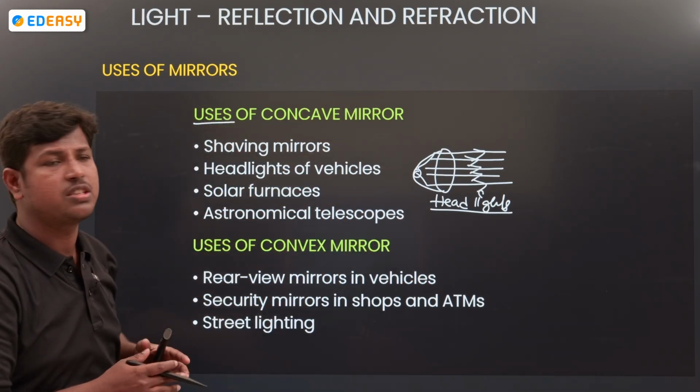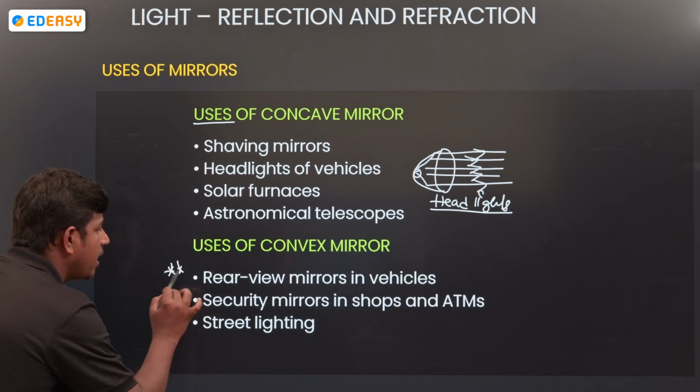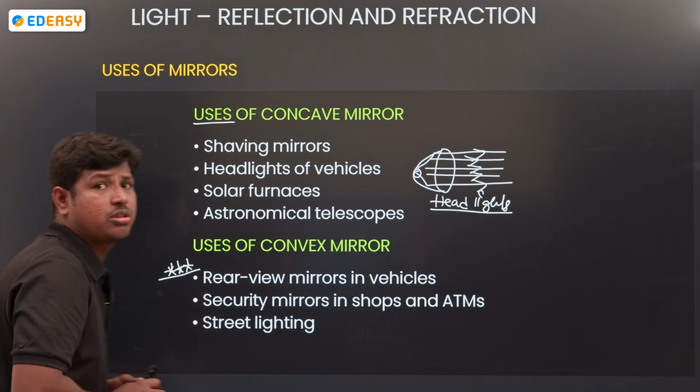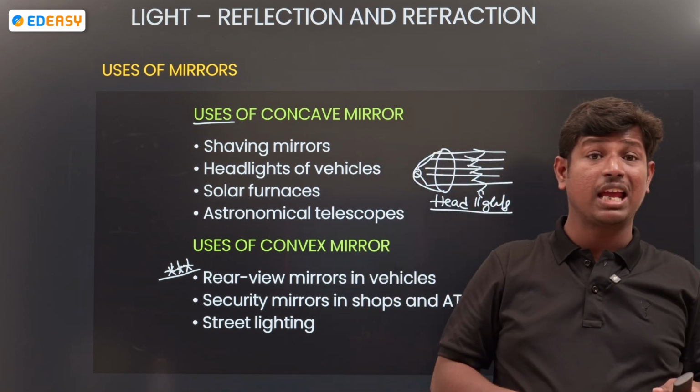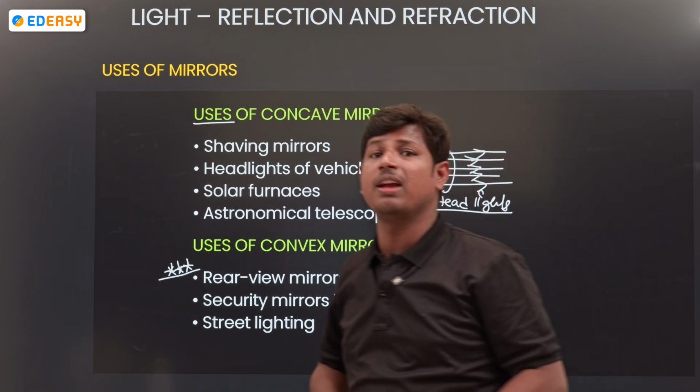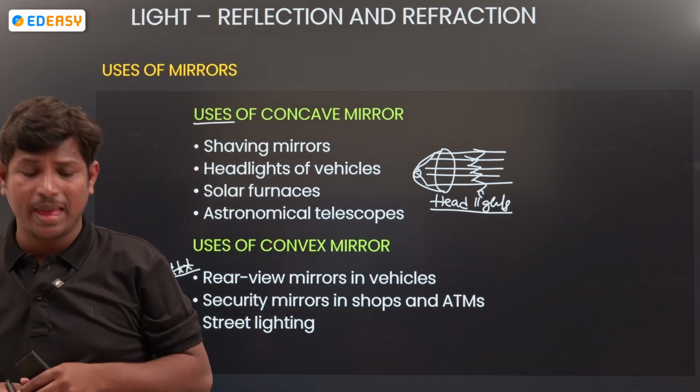And coming to the convex mirror, where do we use it? In rear view mirrors. Most of the time they will ask which type of mirror is used in vehicles. Rear view mirror. Can anybody guess why we use a convex mirror only in vehicles? Why will we not go for a concave mirror? Anybody?